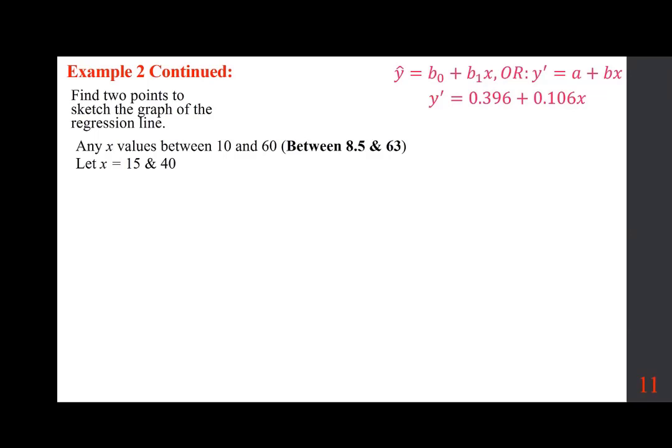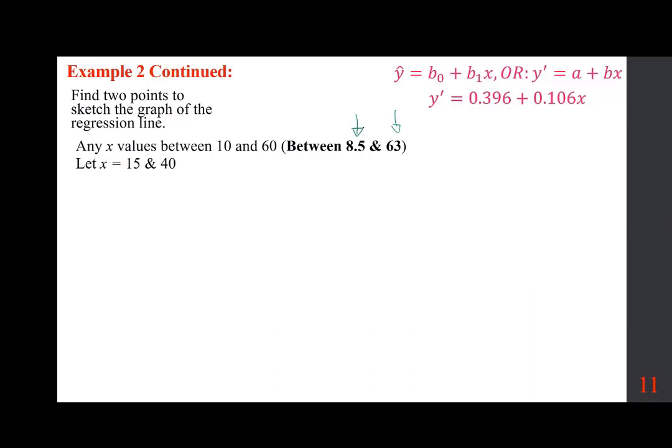I want to make sure everybody understands why we are saying between 10 and 60, and for example, 15 and 40. If you look at the table of data given, the smallest value for x was 8.5. Largest value in that table for x was 63. So the numbers really should be between those two. When we say 10 and 60, we want to be more conservative.